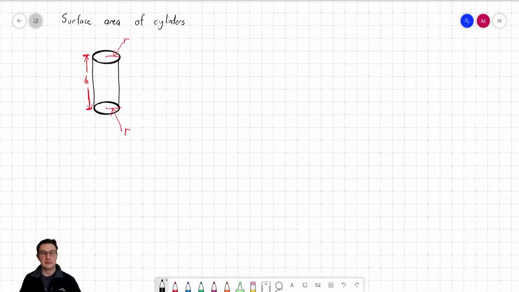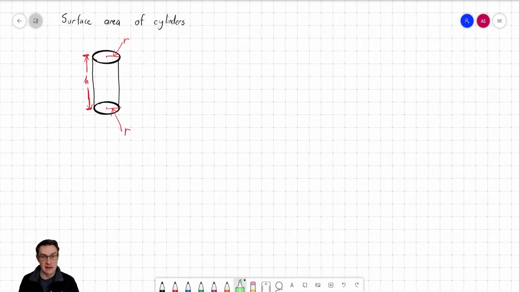Amazing people, what we're going to do today is look at the surface area of cylinders. Here we've got a cylinder with some markings on it. We've got one for the height, set out here, and one for the radius at the top. Because it's a cylinder, we've got another one down the bottom, which is the same radius.